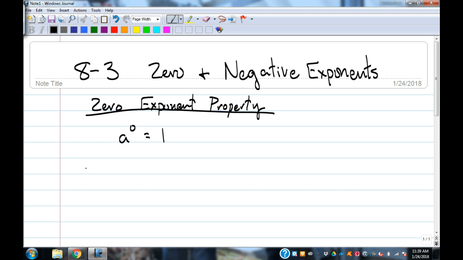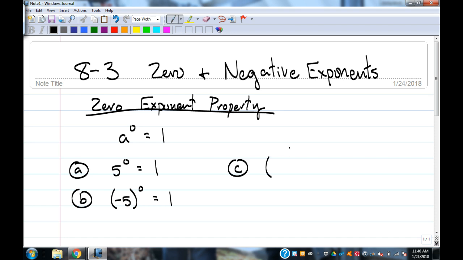Okay. Examples: the number 5 to the zero power, 1. A negative 5 raised to the zero power, positive 1. Always positive 1. Anything to the zero power, be positive 1.